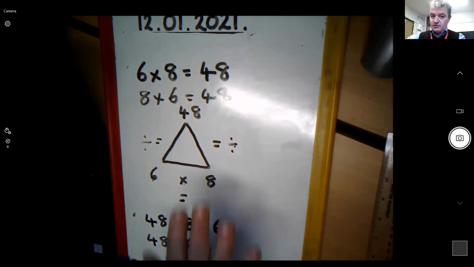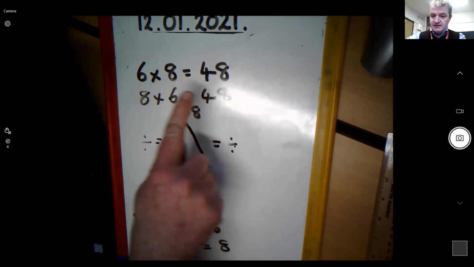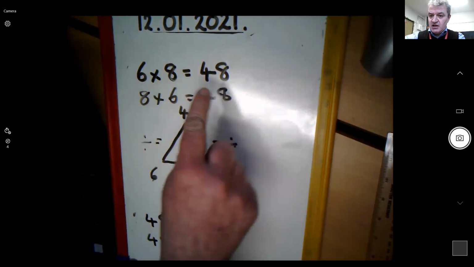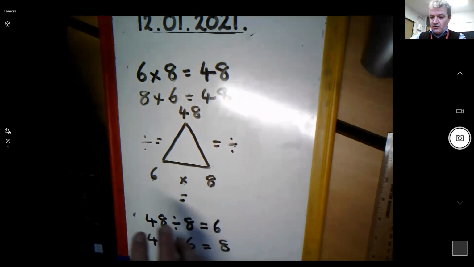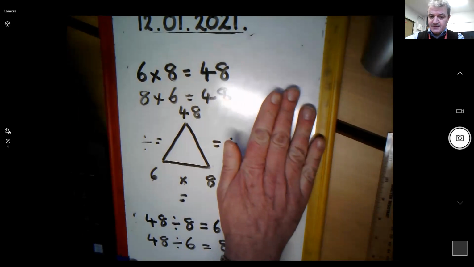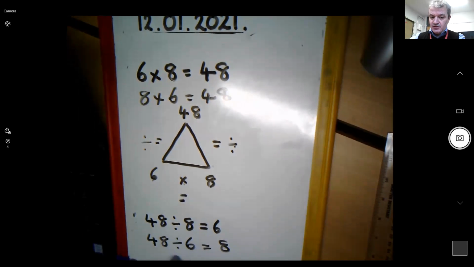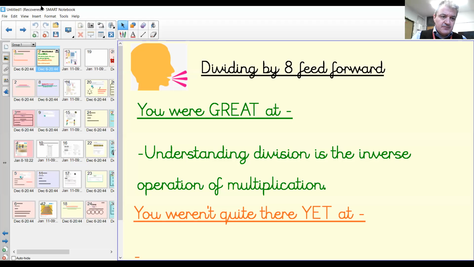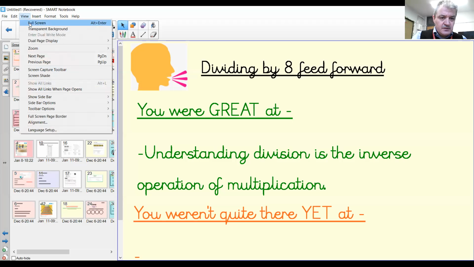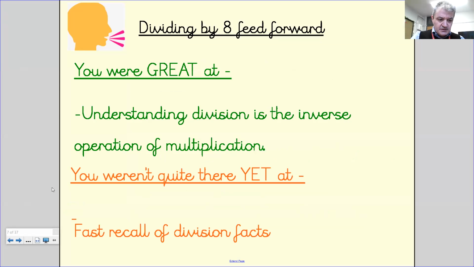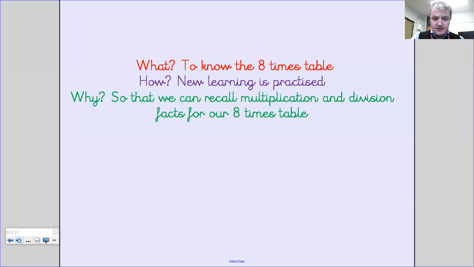So it's really important that we learn these times tables. These times tables open up a whole area of maths, okay? And we should know these equivalent division facts, okay? So let's look at the next screen. So that's what I'm talking about. We really need to know that.